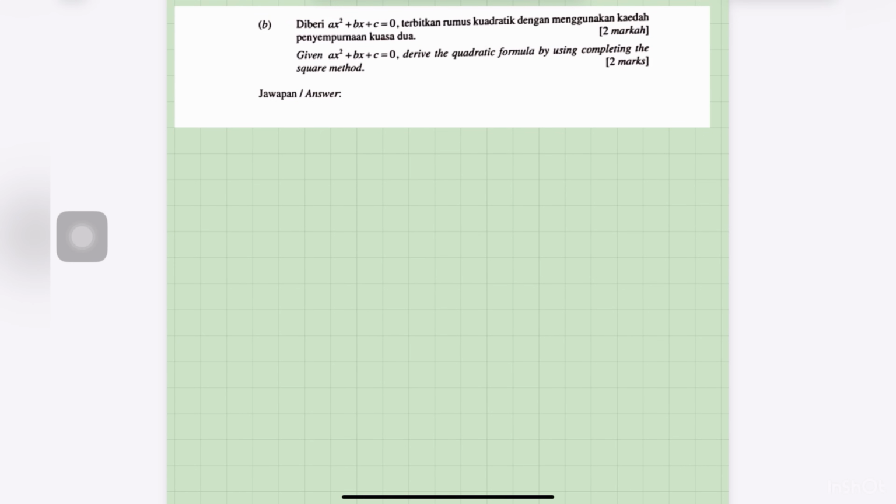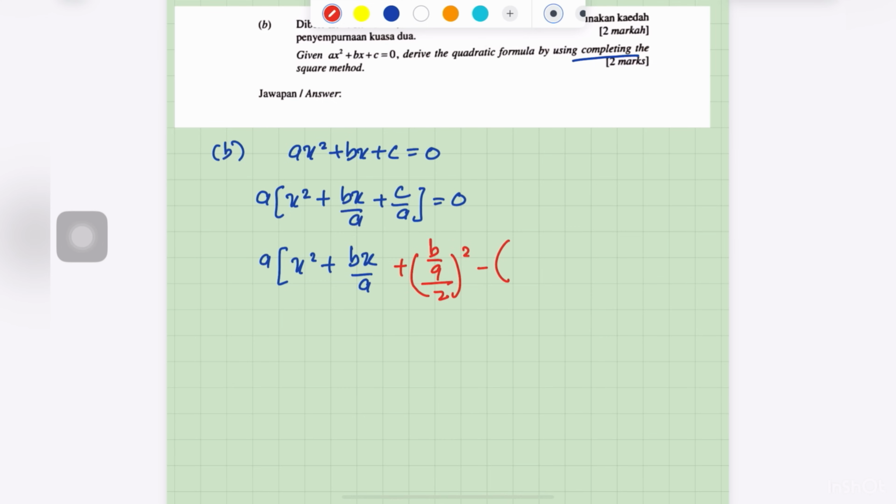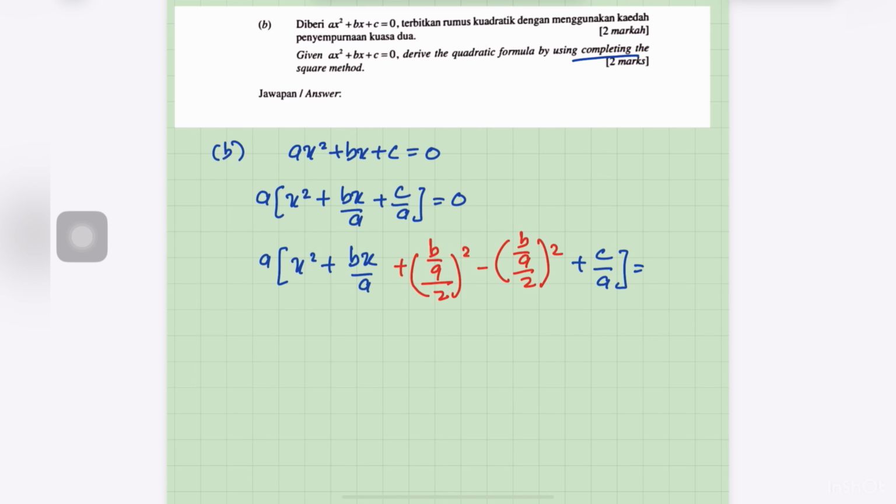B, given ax squared plus bx plus c equals 0, derive the quadratic formula by using the completing the square method. Okay, so we have ax squared plus bx plus c equals 0. To derive the quadratic formula, given the clue, we use completing the square. So we need to factorize a. Okay, so x squared plus bx over a plus c over a equals 0. Okay, so we add and subtract (b over 2) squared. So here x squared plus bx over a, we have to add (b over a, over 2) squared minus (b over a, over 2) squared, okay, plus c over a equals 0.